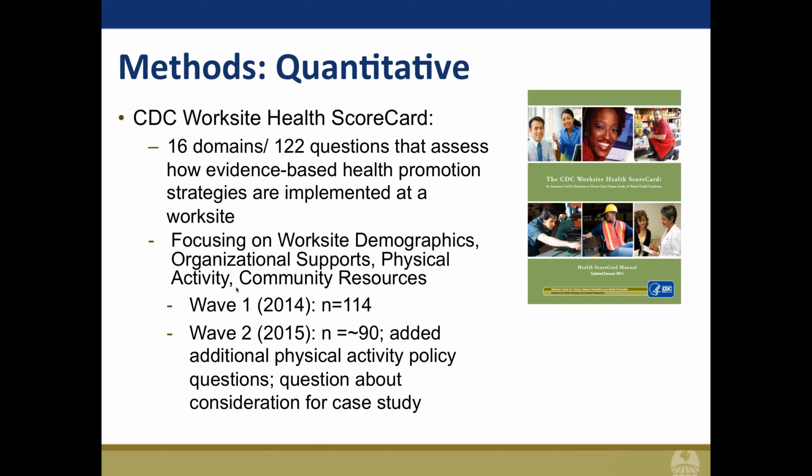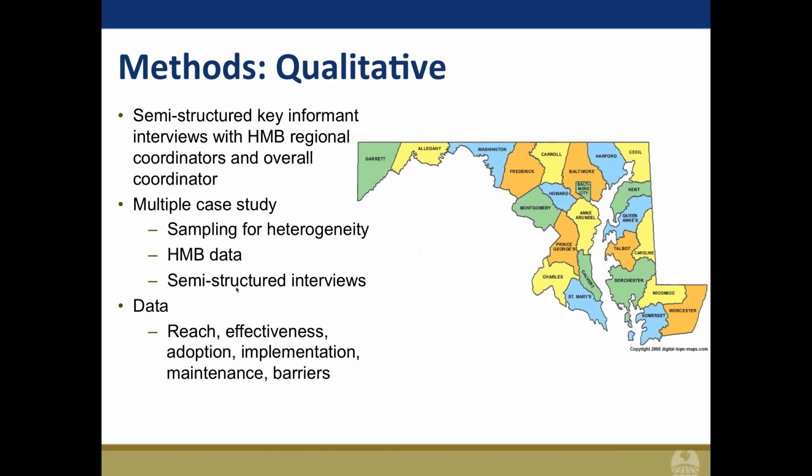These data, we'll be presenting some of these data at the upcoming Active Living Research meeting in early February. As far as the qualitative data, we are conducting semi-structured key informant interviews with the regional coordinators, and the regional coordinators are responsible for the businesses that are in certain parts of the state. So this is a map of Maryland, and we have individuals that are responsible for businesses in certain counties on the west, or down on the eastern shore, or in the upper shore, or right here in Baltimore City.